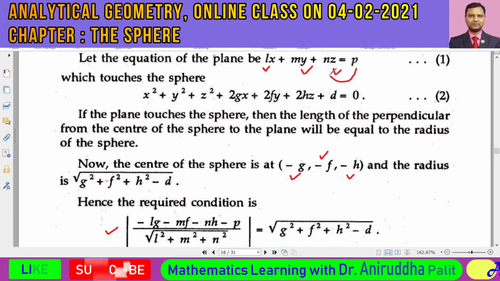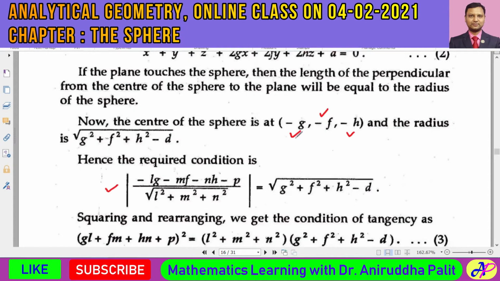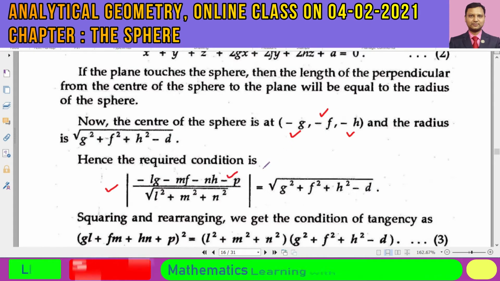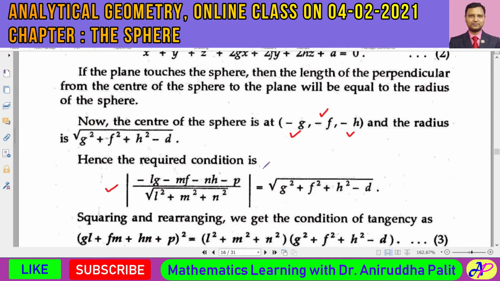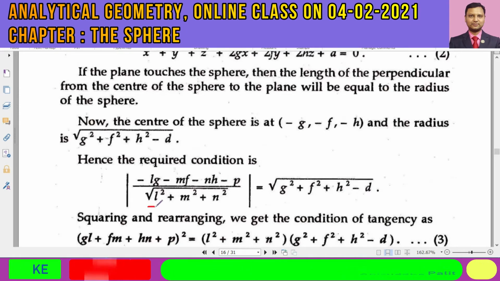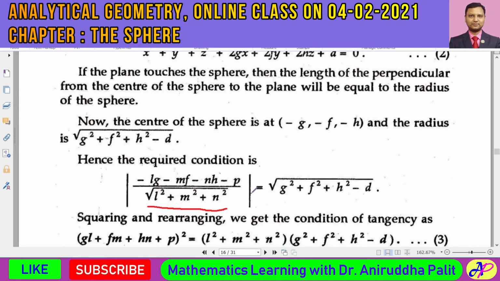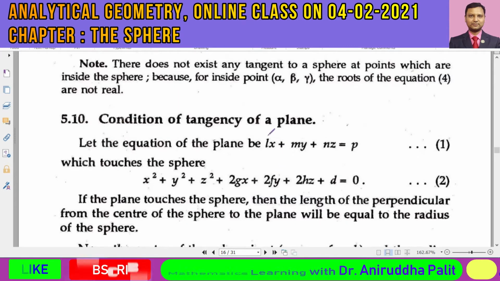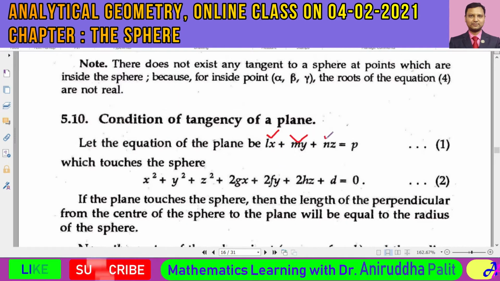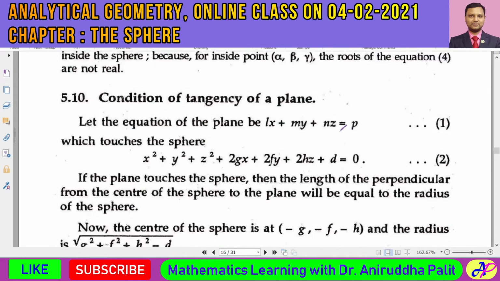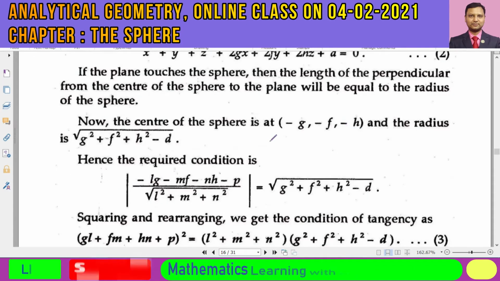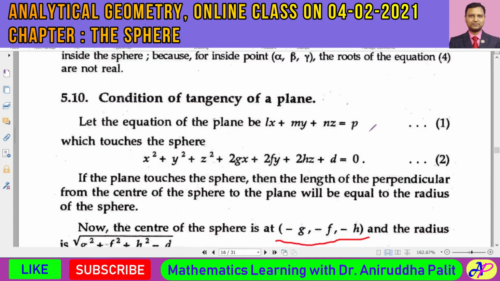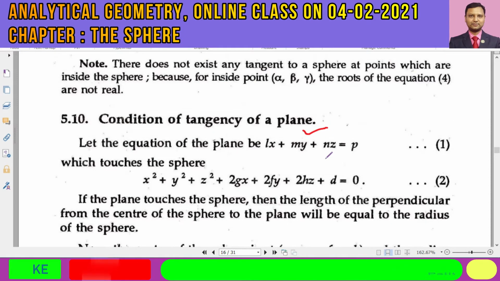And this p has been shifted to the left side so that we have this minus p kind of expression in the numerator. The denominator is the square root of l square plus m square plus n square, because the coefficients of x, y, and z are l, m, and n. In this fashion, we find the distance of this center from this tangent plane.